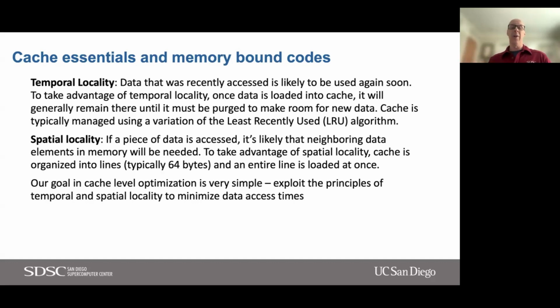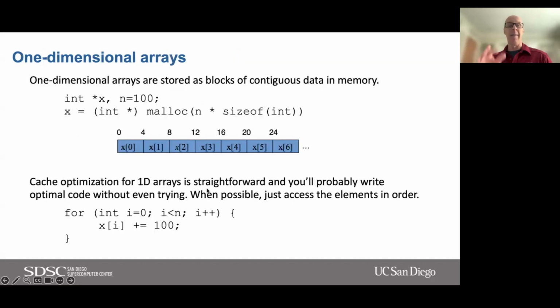So our goal in cache level optimization is going to be to exploit these principles of temporal and spatial locality. And I'll make this a little more concrete in the next few slides. So let's talk about one-dimensional arrays. 1D arrays are going to be stored as blocks of contiguous data in memory.